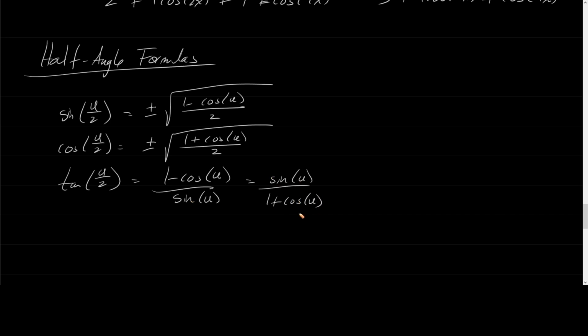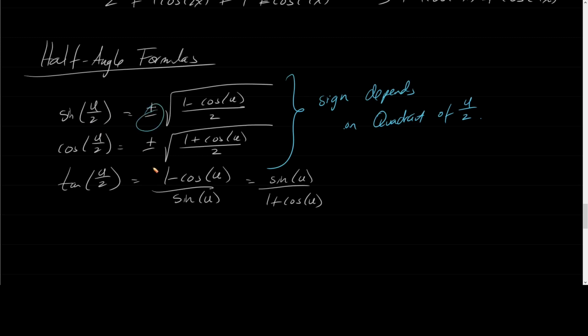All right. Now, one thing I do want to mention here is that for these two, we have plus or minus there. Whether it's plus or minus, the sign depends on the quadrant of u over 2. So for example, if u over 2 falls in the second quadrant, then sine of u over 2 would have to be positive. If u over 2 falls, for example, in the third quadrant, then we'll be using the negative, right? So on and so forth for cosine.